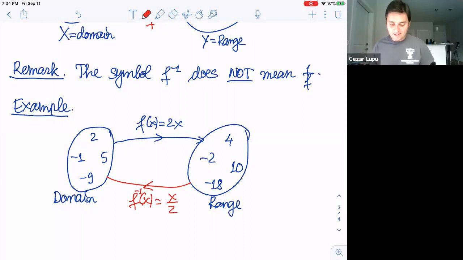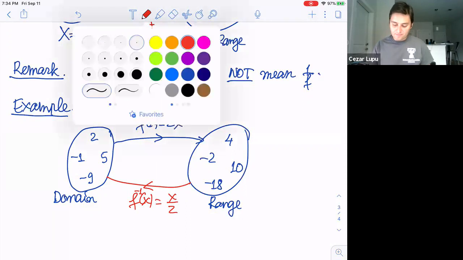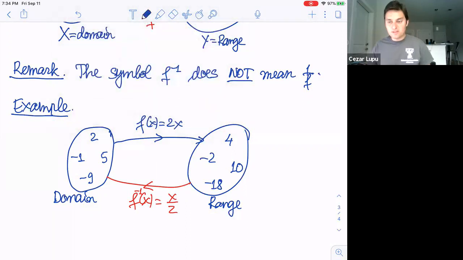So this is just an example. It's just to give you some kind of an intuition of how to see if a function has an inverse or not. All right.